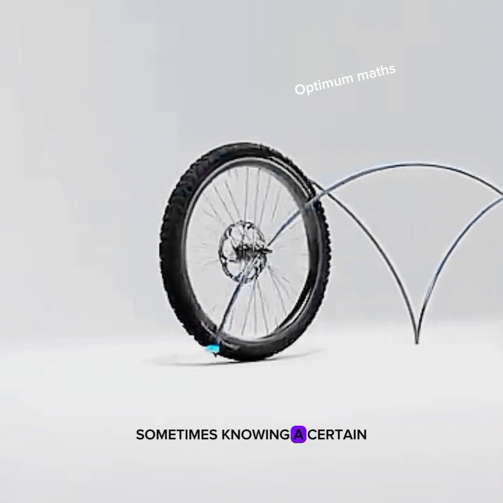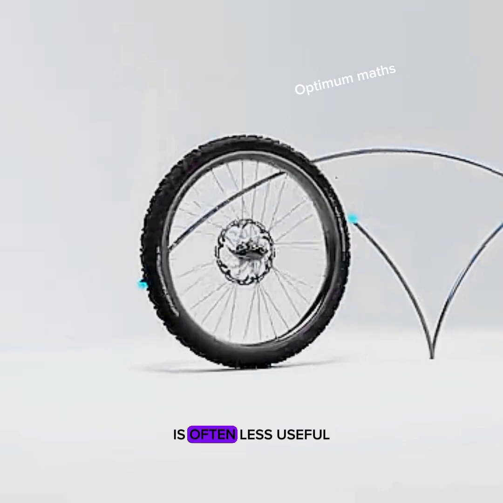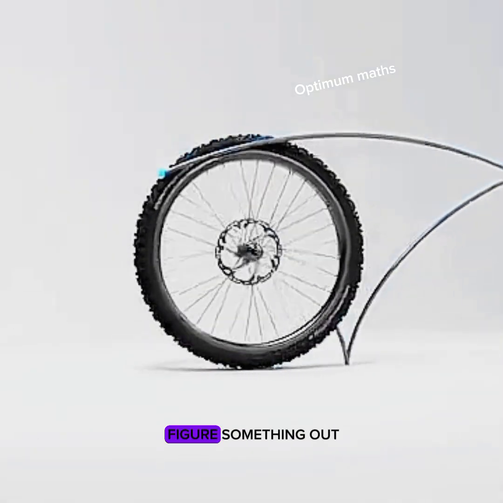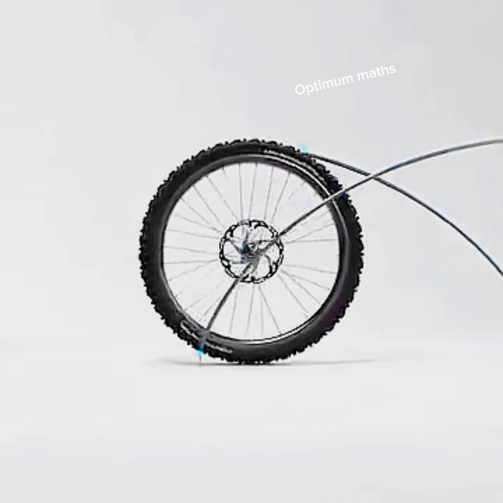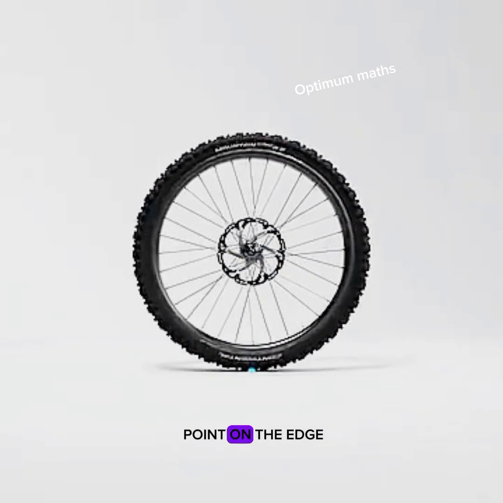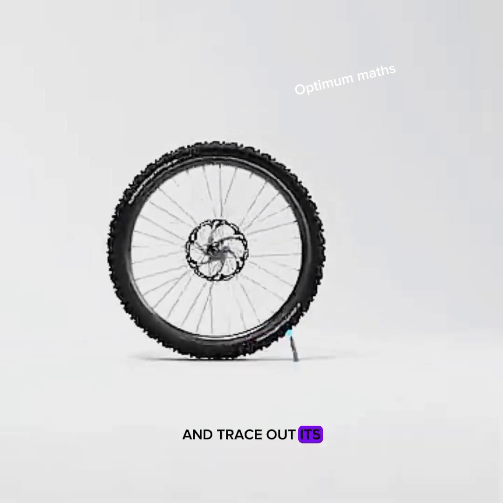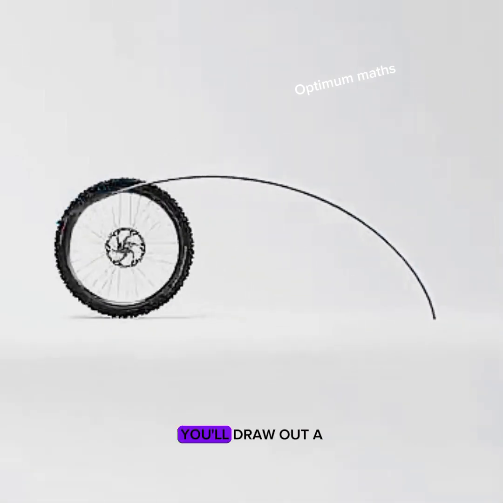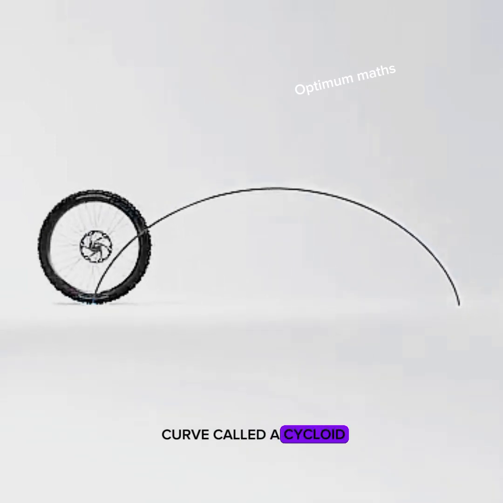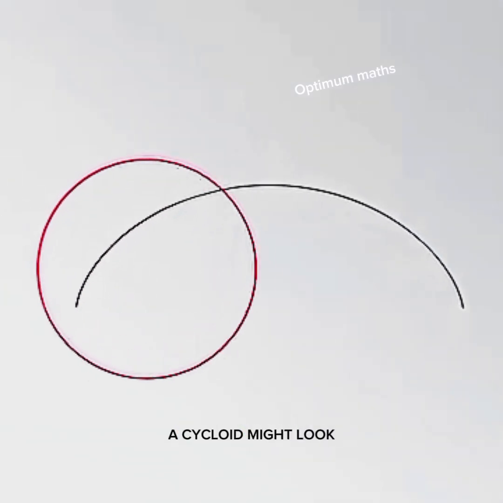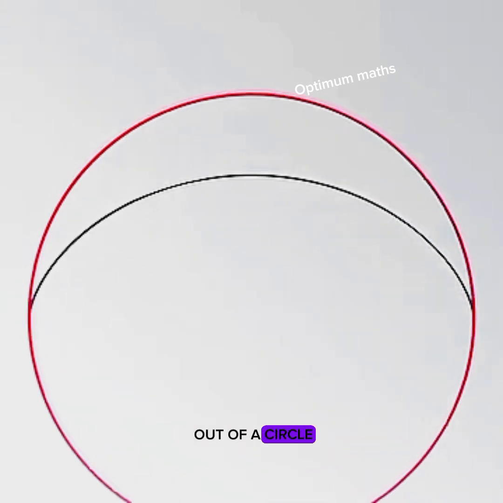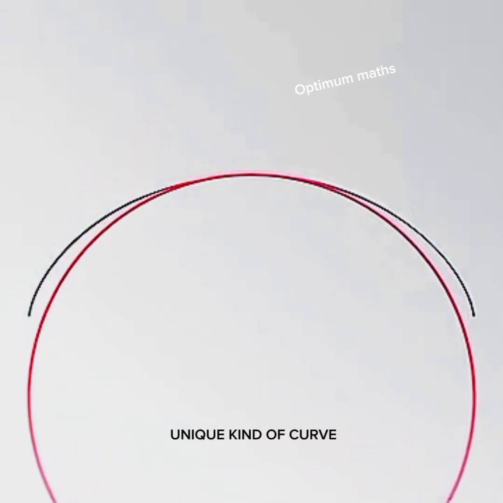Sometimes, knowing a certain piece of information is often less useful than being able to figure something out. Here's an example. If you take a point on the edge of a wheel and trace out its path as the wheel rolls, you'll draw out a curve called a cycloid. A cycloid might look like a slice taken out of a circle, but it is a unique kind of curve.